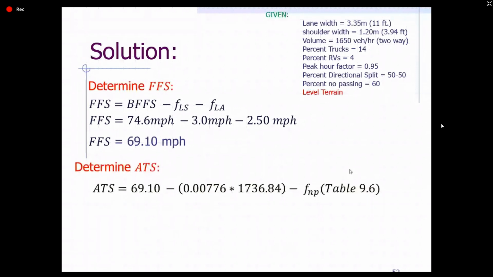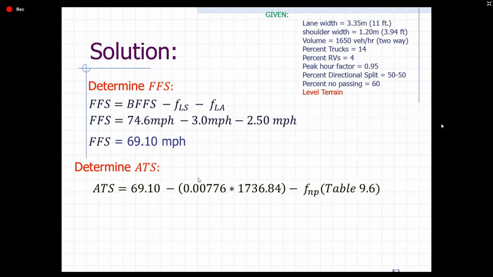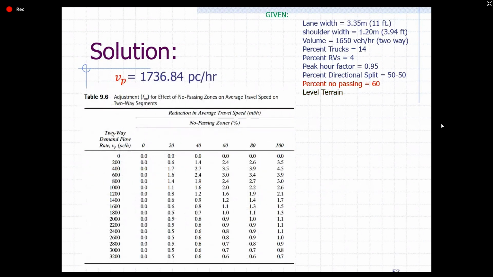So next is kunin natin yung average travel speed. This is 69.10 minus ito 0.0076. Ito yung sinabi ko kanina na dapat dalawa yung 0. Multiply mo yung V sub P, then minus your FNP. So kunin muna natin yung FNP using your table 9.6. So ito siya. Again, your demand flow is we are going to use your actual value here, 1.736.